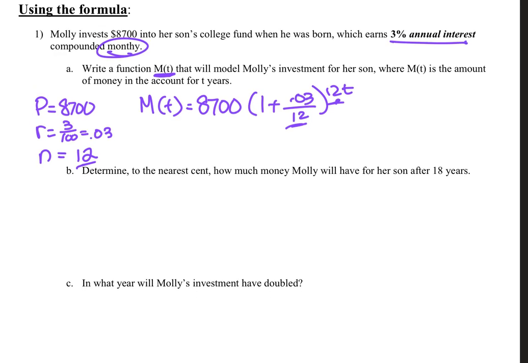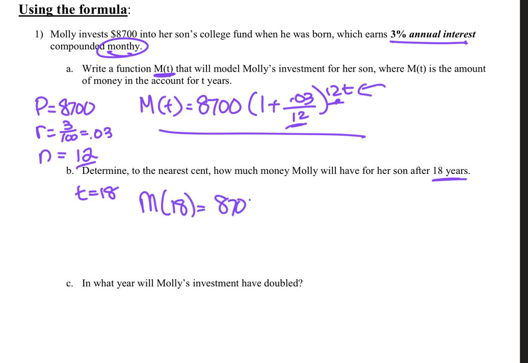Determine to the nearest cent how much money Molly will have for her son after 18 years. So this problem is in years. It's an annual interest rate. So we plug in t is 18. So it's the same exact thing that we have here. We're just replacing the t. So M of 18 is equal to 8,700 times, you can figure out what this number is, 1.0025. So all I did was take this, put it in my calculator, so it's just a little easier to write. And then 12, and t is 18. Plug that in.